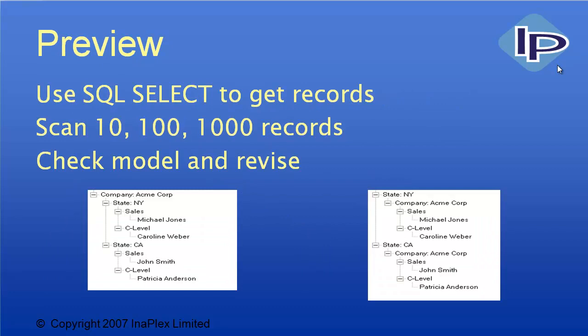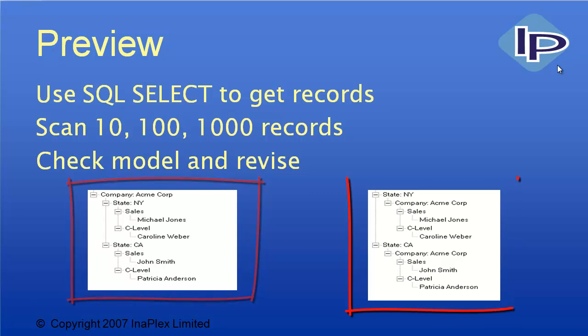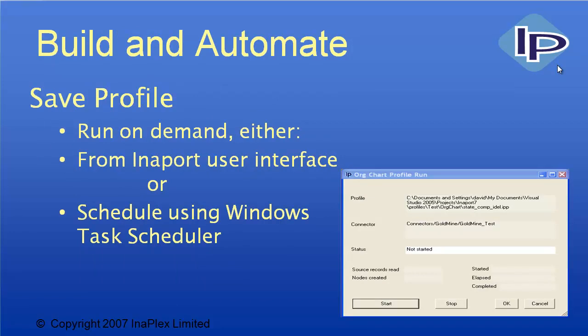We can use a SQL select statement to pull data out of our GoldMine system and then run that on 10, 100, 1,000 records and have a look in the Inaport user interface as to how the tree is going to look. You can see on the left hand side we've got company at the top and then state and then department underneath that. On the right hand side we've got state, company and then the department underneath that. So we can look at the two models and decide which one we want to work with. Once we've done that we can build the tree inside the GoldMine environment, and then we can save the profile and rerun it on demand.